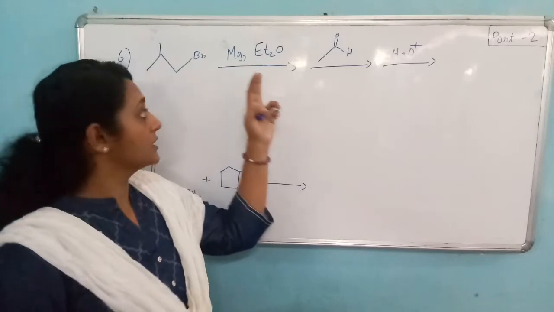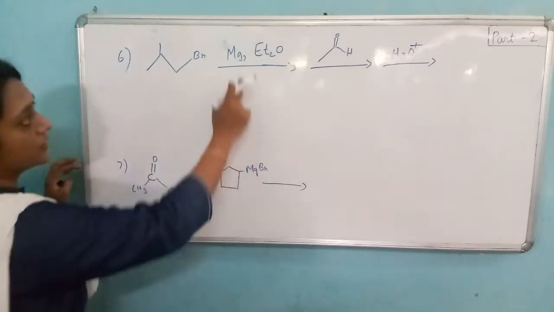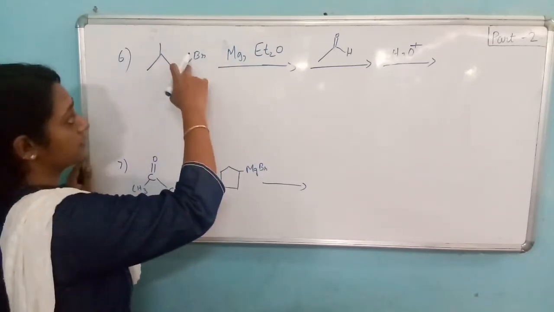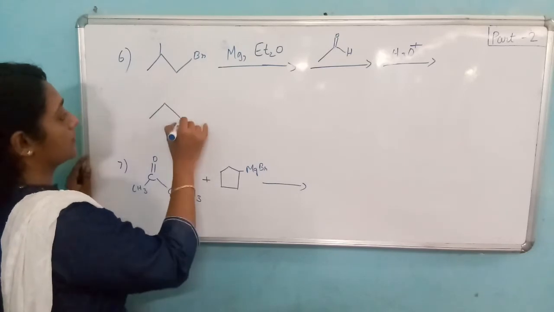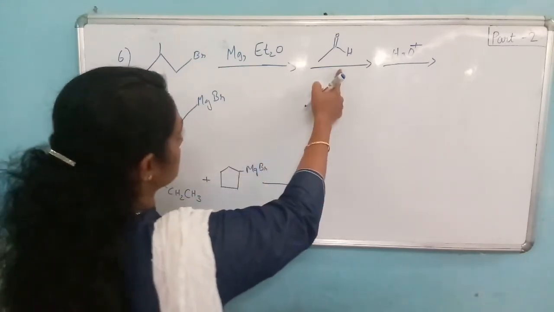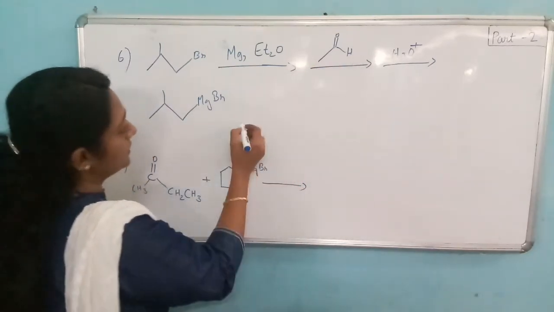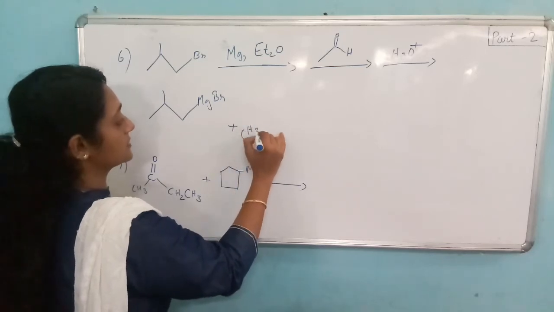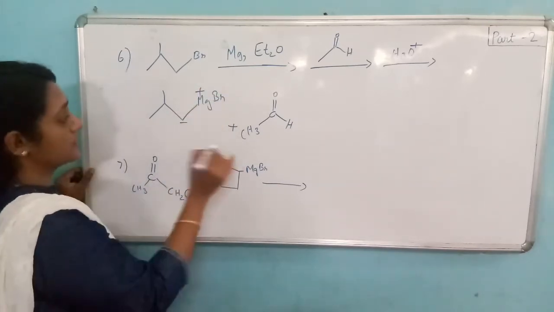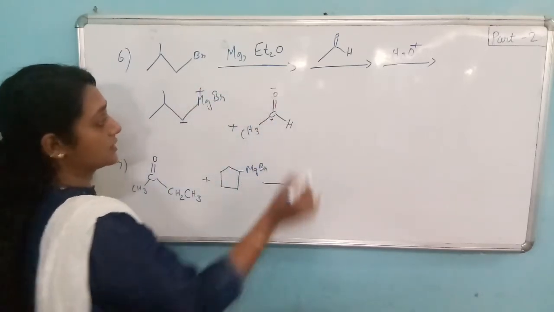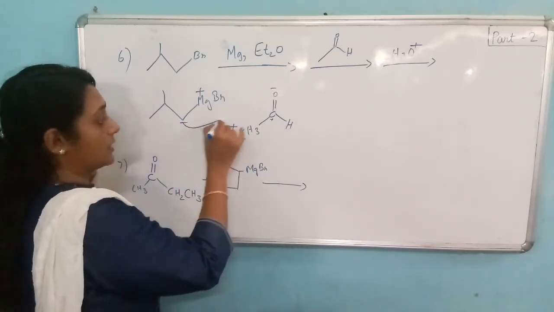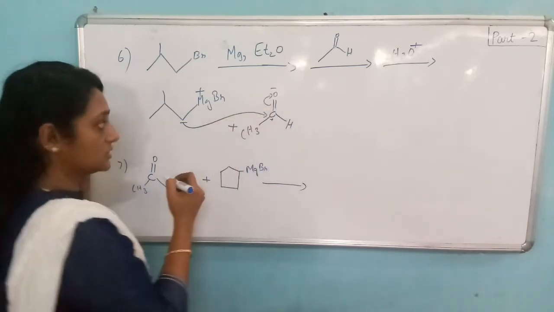The first addition is magnesium in the presence of diethyl ether. What will be the product? The magnesium is inserted in between the carbon and bromine. Magnesium bromide salt is formed. Next is addition of CH3 C double bond O H. Mg positive, this carbon negative, carbon positive, carbon negative, and the nucleophile comes and attacks the carbonyl carbon, the bond shifted to oxygen.